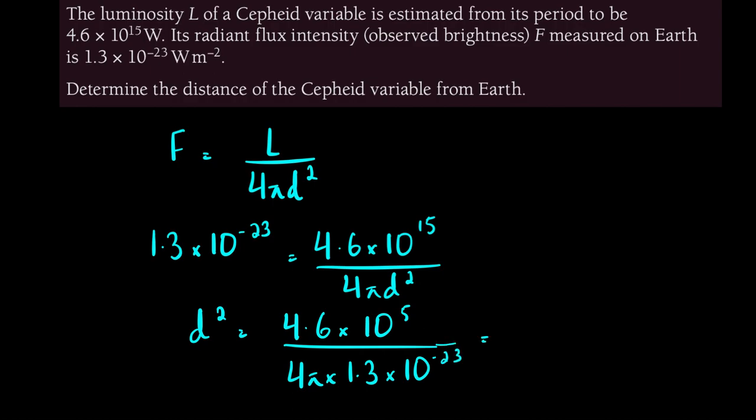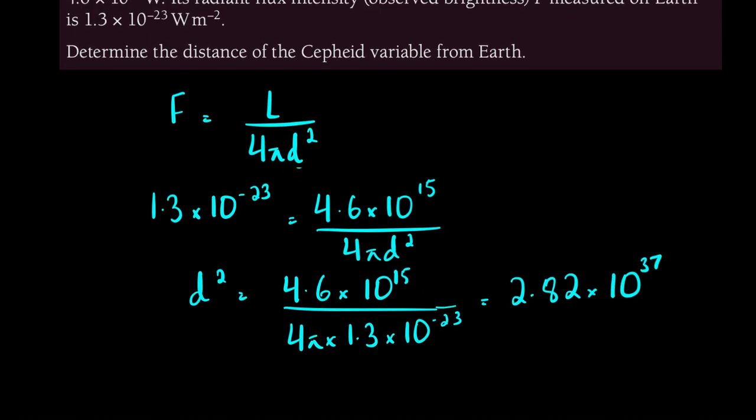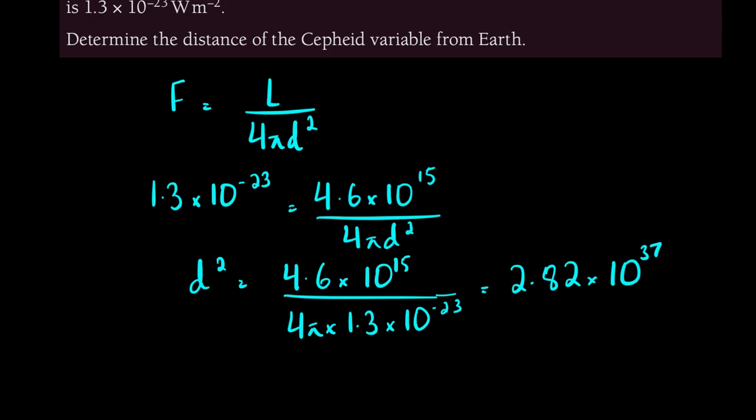Right, so just plug these numbers into your calculator and d square turns out to be, oh, so this was supposed to be 10 to the 15. So d square turns out to be 2.82 into 10 to the 37. Obviously, I'm going to give my answer in 2SF because that's the number of least significant figures I have.